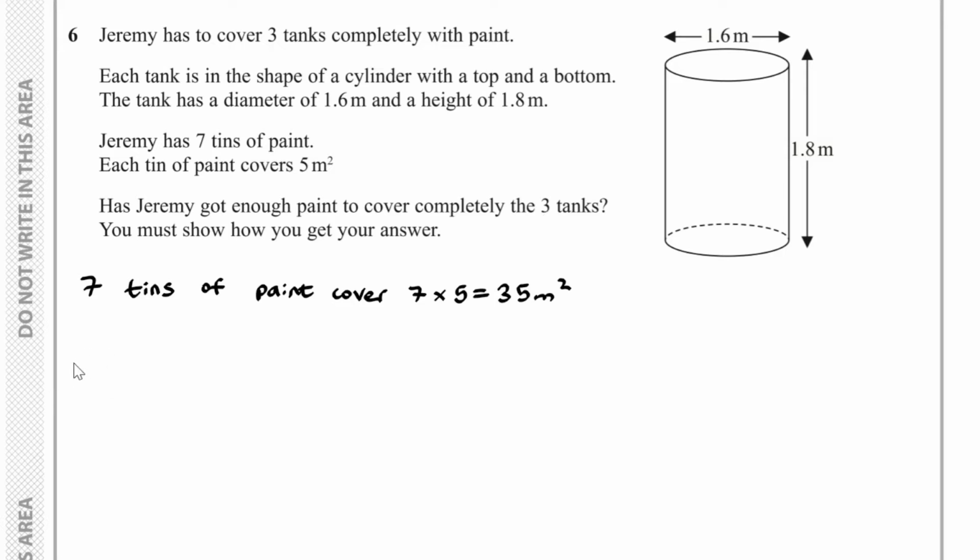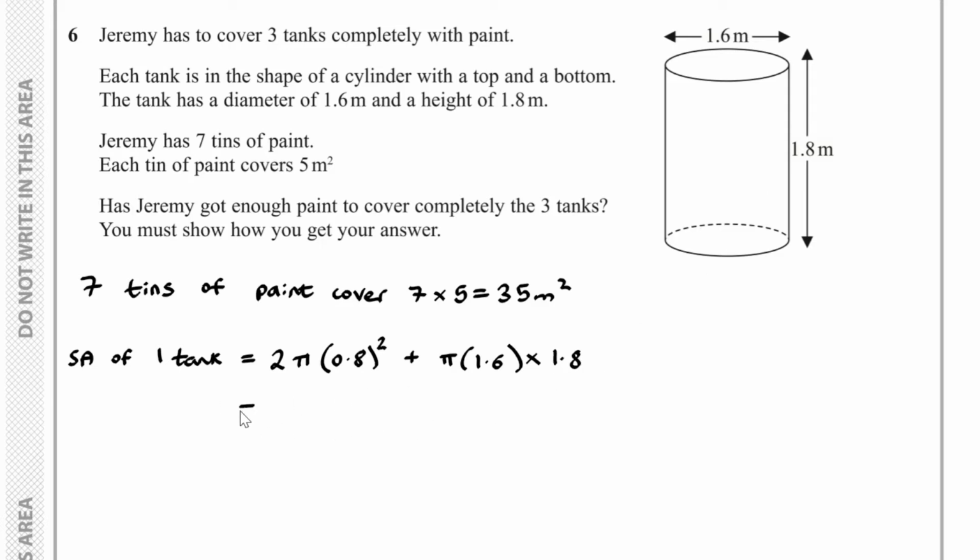So the surface area of one tank, well, we've got the circle. The area of the circle, that's pi r squared. So here we have pi times by the radius squared. The radius is half the diameter, which is half of the 1.6, which is 0.8. And then we multiply this by 2 because we've got the circle at the top and the circle at the bottom. And then for the curved surface area, we have pi times by the diameter times by the height. So here we have pi times by the 1.6 multiplied by the 1.8.